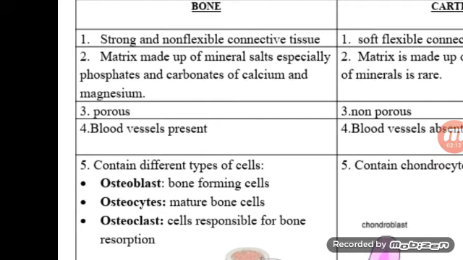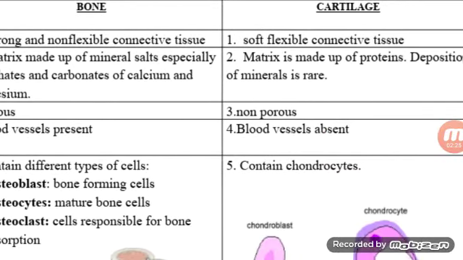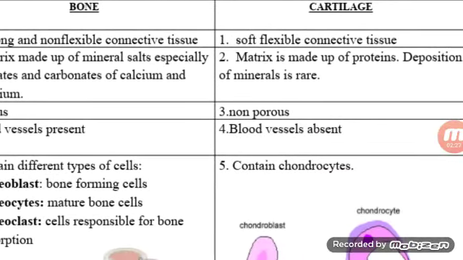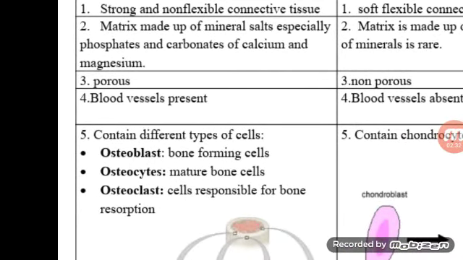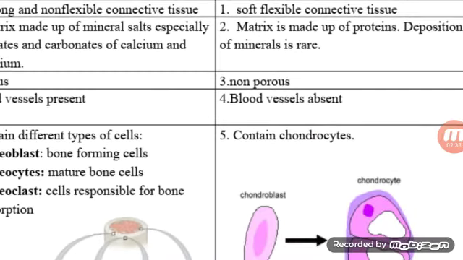In some bones there are holes or pores which make them light in weight. Cartilage is non-porous. There are no pores in the cartilage. Number 4 difference, blood vessels are present in the bone, but in cartilage, blood vessels are absent.